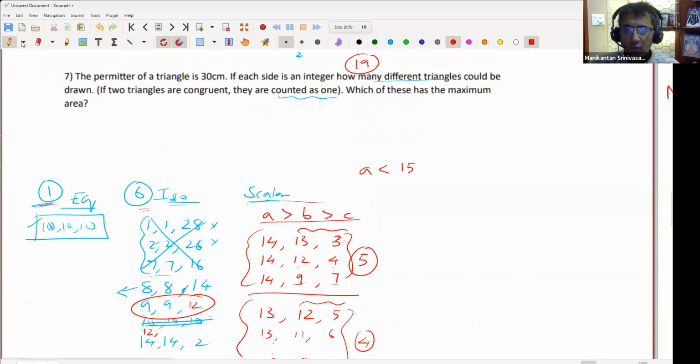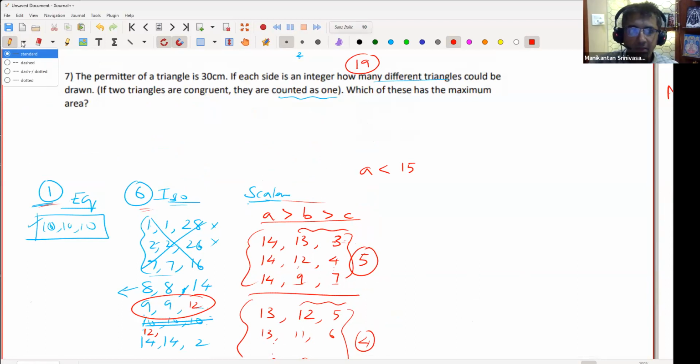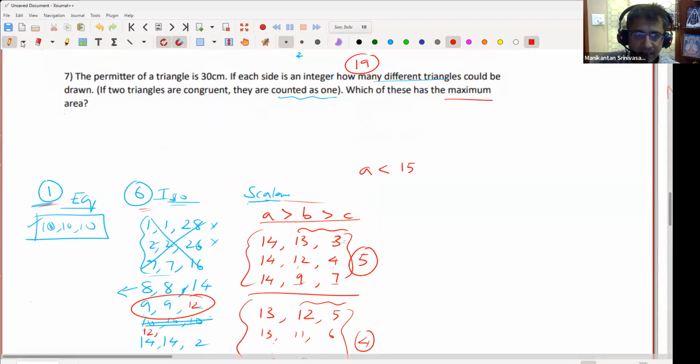Now the next question is, which one has the maximum area? So this is a little difficult question to do one by one, right? But in general, whenever the perimeter is the same, a shape which is more uniform will have a higher area. Okay, so what do I mean by that? Let's say I'm given a length of wire which is 100 centimeters. Now, suppose I can build any shape I want.